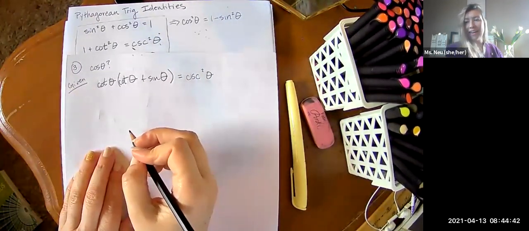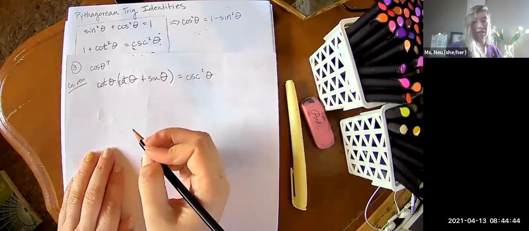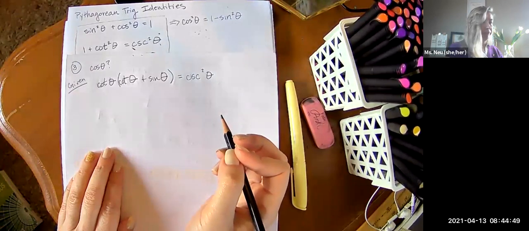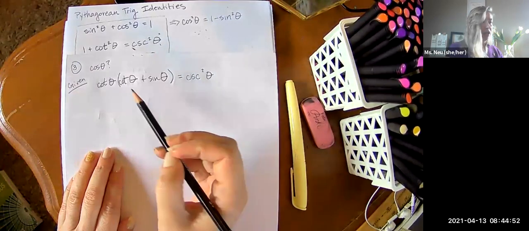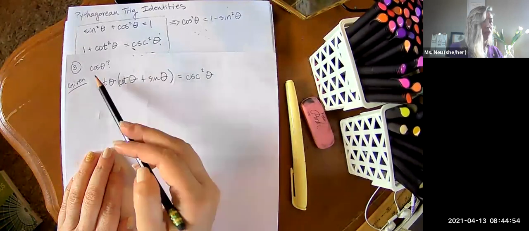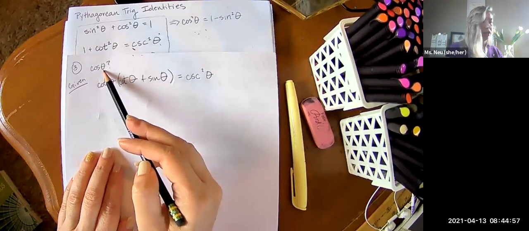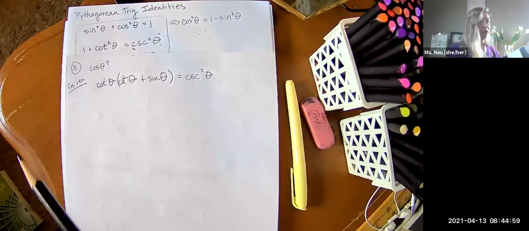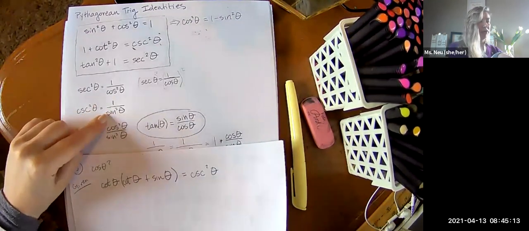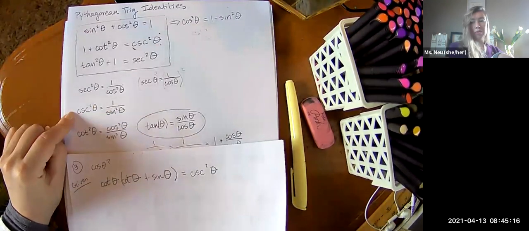All right. So let's see here. I see cotangents. All right, I want cosine theta. So I'm going to look at my cotangent, right? Because I got a bunch of cotangents. Cotangent is cosine over sine. And cosecant is 1 over sine.